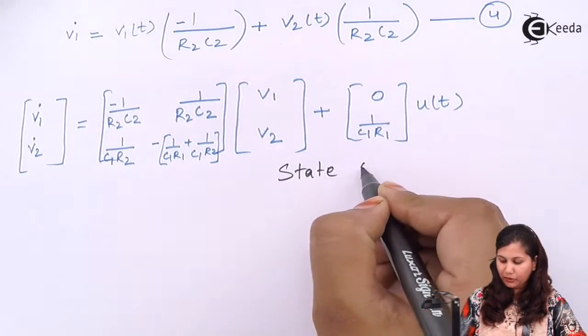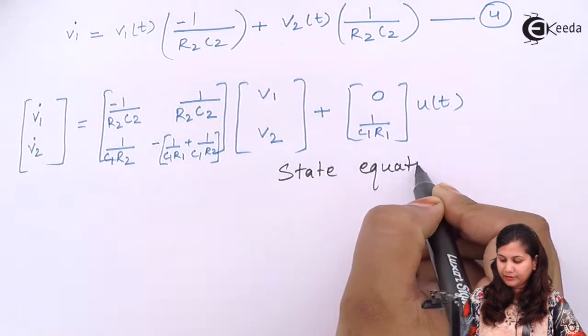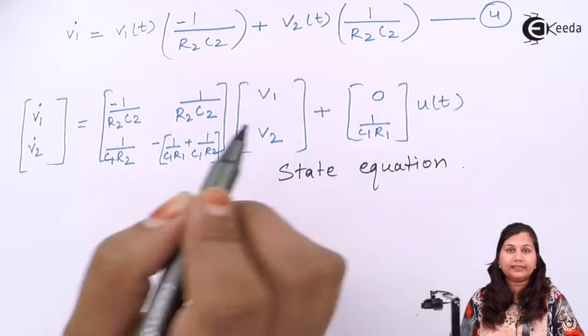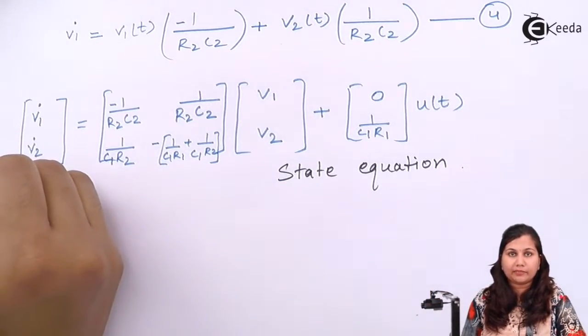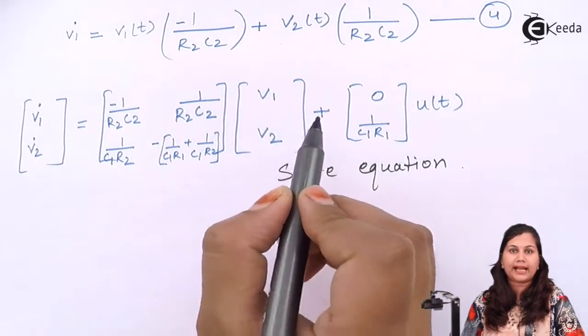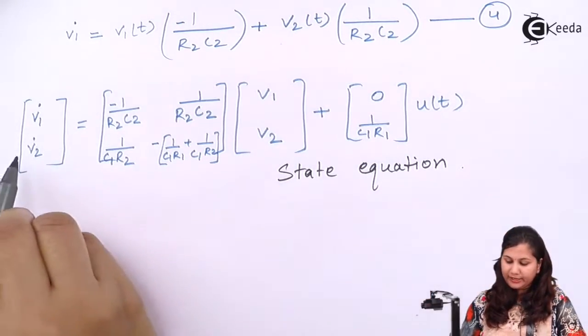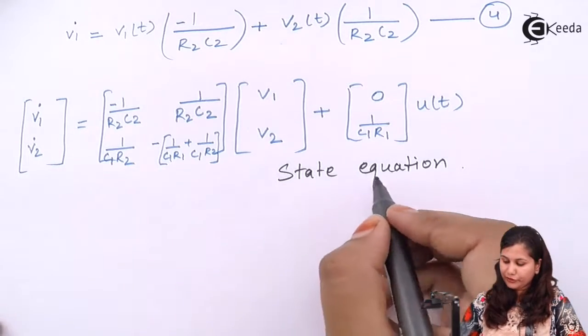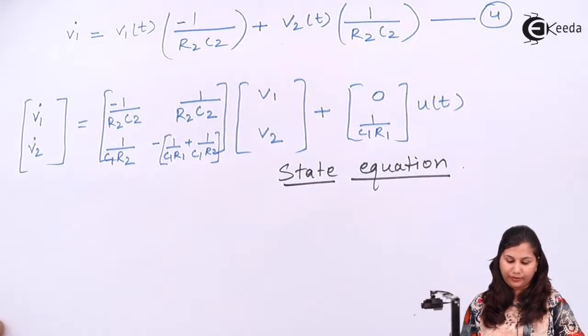It is called the state equation because it is defining the derivatives of the state variables as a linear combination of the state variables and the input. So it is defining the state variable, so it is called the state equation.